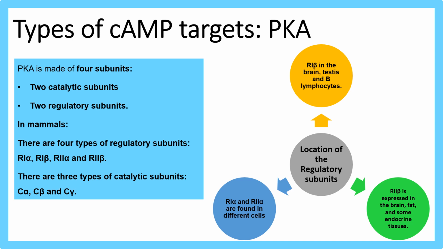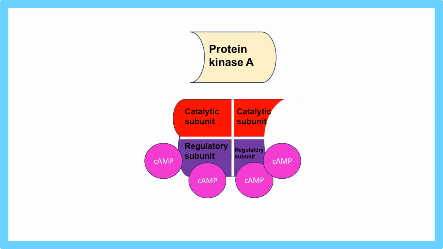In terms of the location of where the regulatory subunits can be found, RI beta can be found within the brain, testis, and beta lymphocytes, which is a type of white blood cell. RI alpha and R2 alpha are found in a variety of different cells. And R2 beta is expressed within the brain, fat, and some endocrine tissues. So here you can see the 4 subunits attached together, and the regulatory subunit is what has the cAMP binding sites. So you can see within the structure some cAMP attached to it.